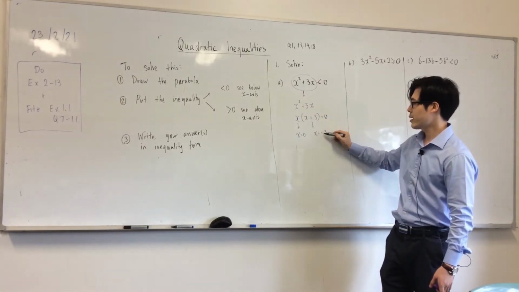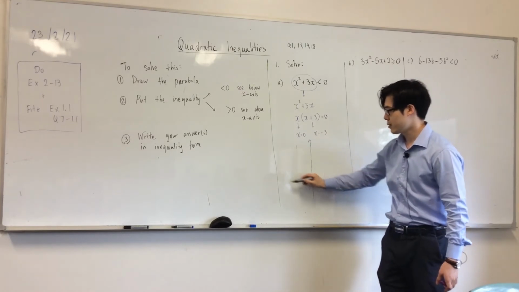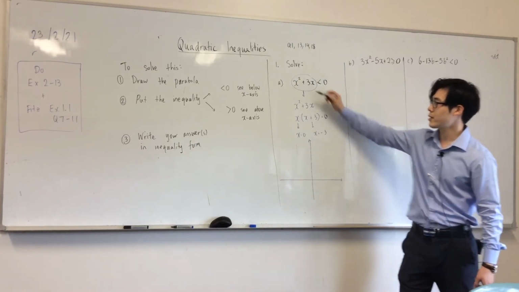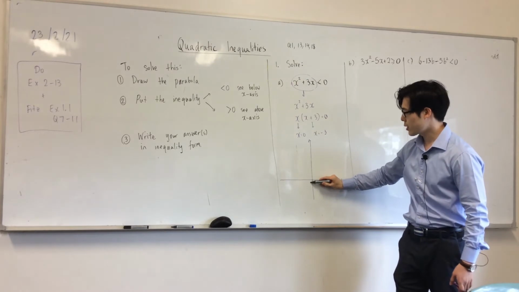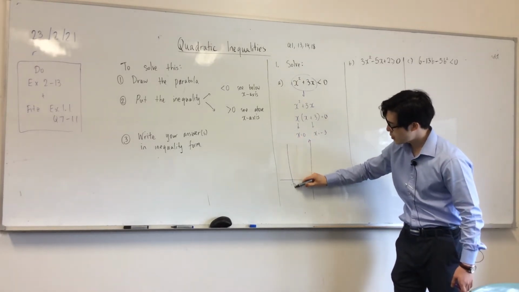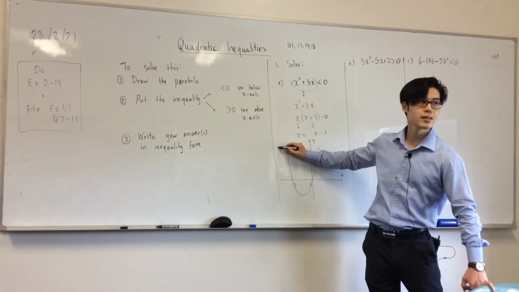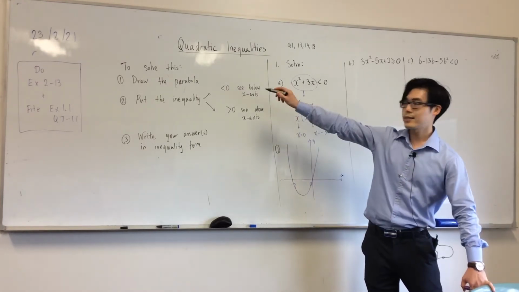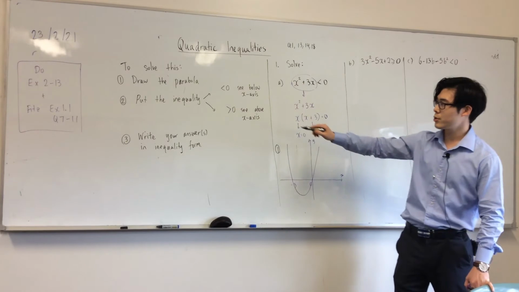So I'm going to plot it. And is it concave up or down parabola? Up, yeah, because it's plus x squared. So it goes to 0. It goes through minus 3. Okay, so let's just say that's step number 1. Now, step number 2.